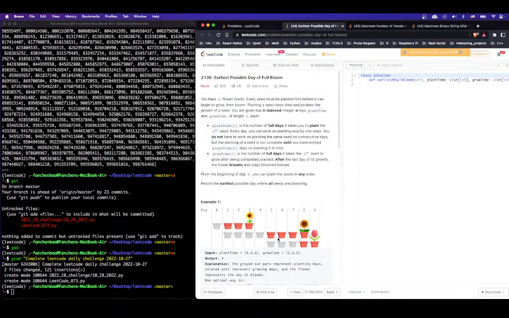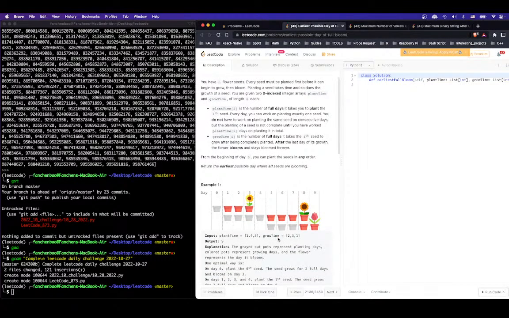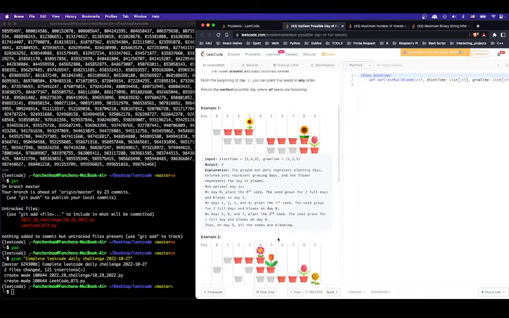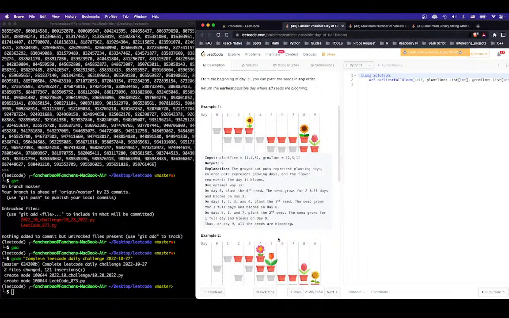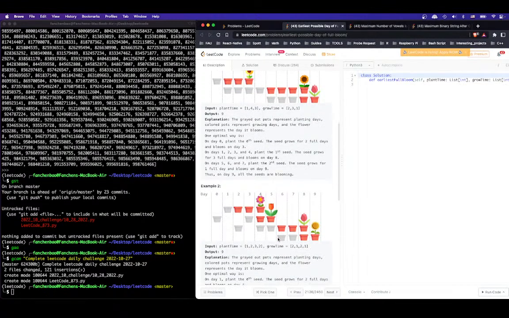We want to find the earliest possible day when all seeds are blooming. Maybe binary search? Can we binary search this? Because it's asking for the shortest day. Then we know the longest day, right? Actually, I don't know the longest day, but it doesn't matter. We can have a longest day. Just add everything together. That will be the longest day for sure.